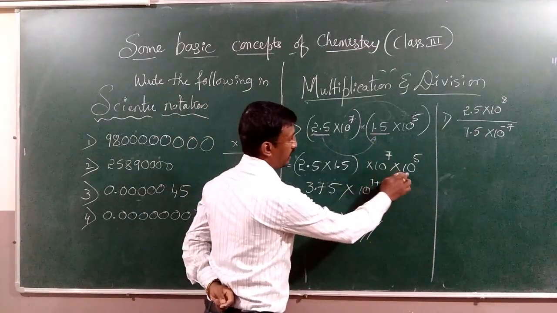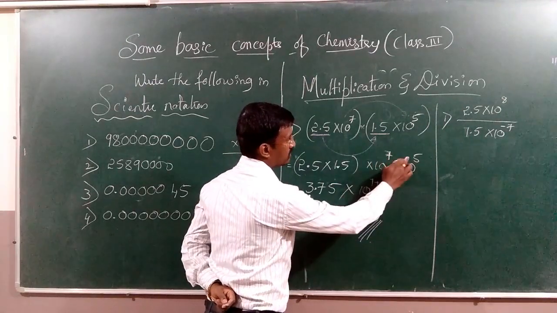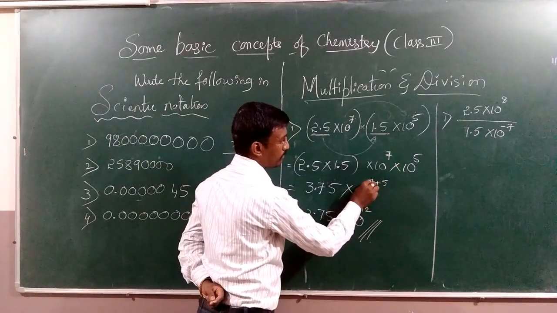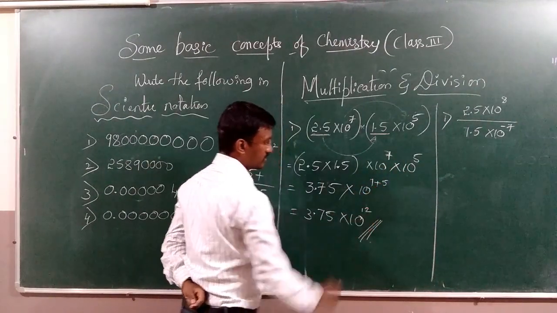So here 10 is the base number, the base is the same, and the powers are 7 and 5. So 7 is also positive and 5 is also positive. Therefore, plus 7 and plus 5, total it is 12.